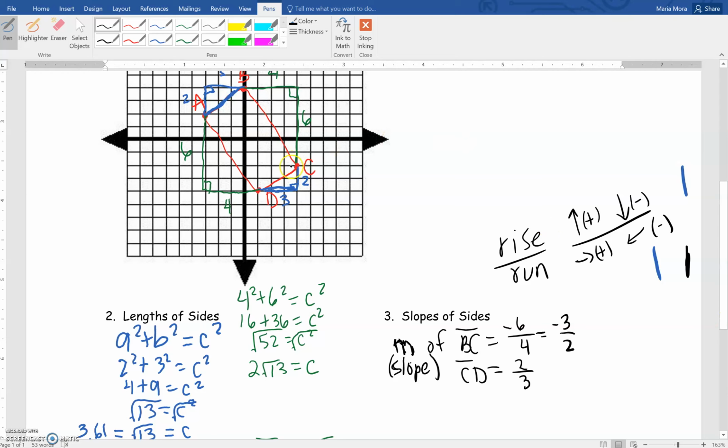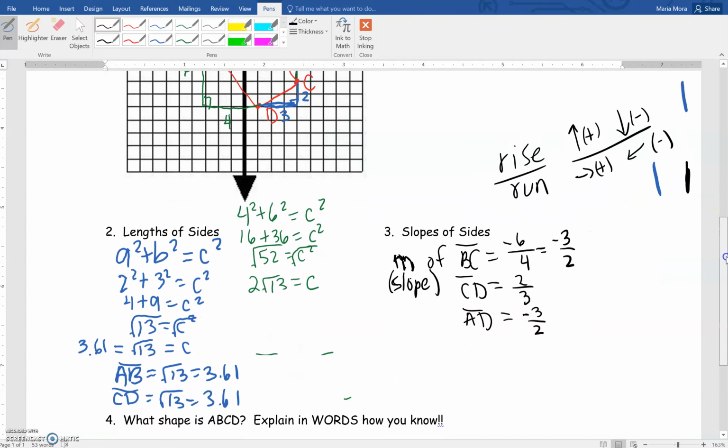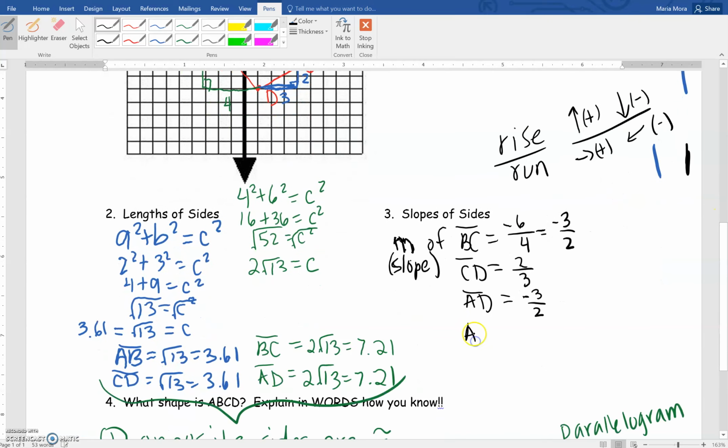So the next one is DA, and to go from A to D, I'm going to go down 6 and right 4. So that's the same thing as this one. So I know AD is also negative 3 over 2. And to go from A to B, I'm going up 2, right 3. So AB is up 2, right 3.